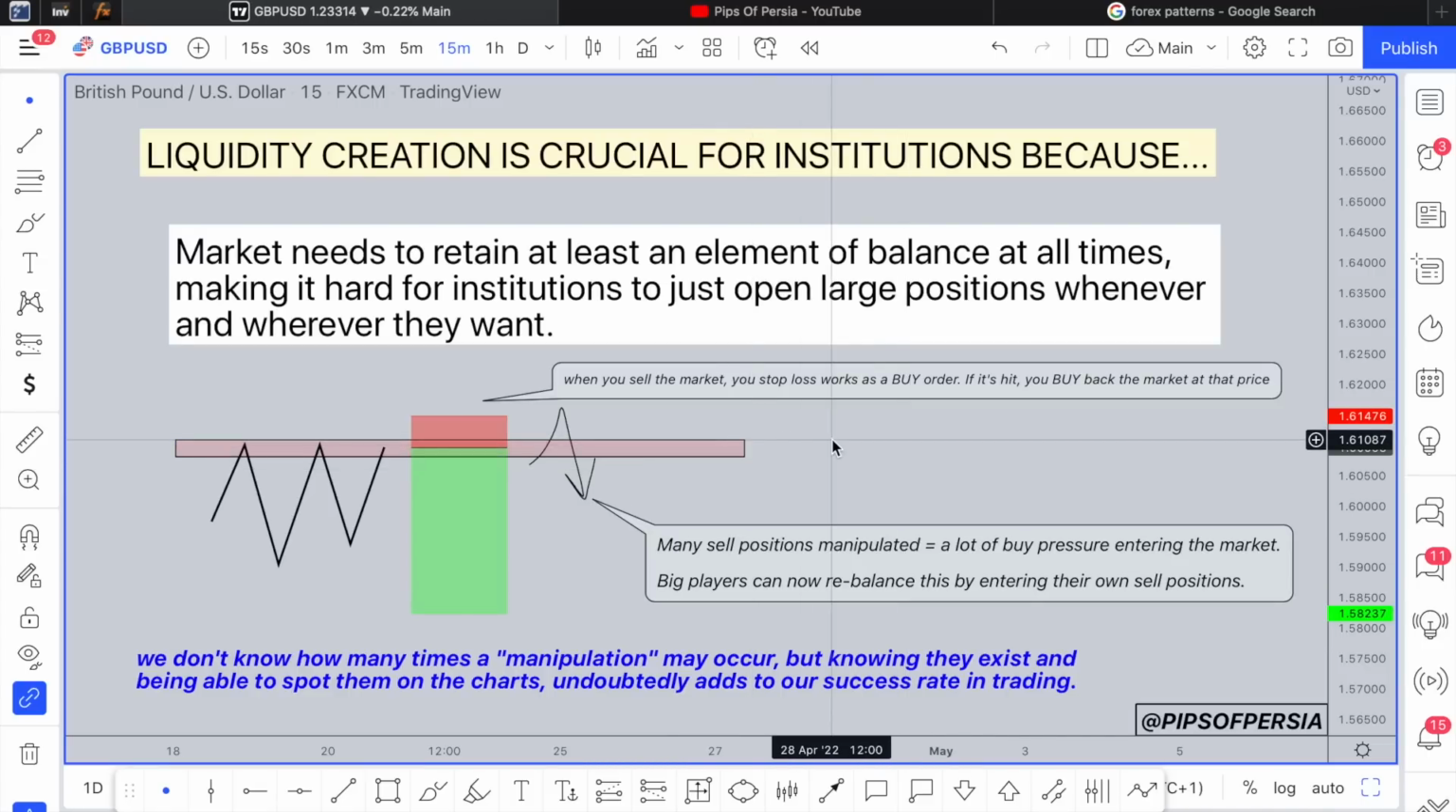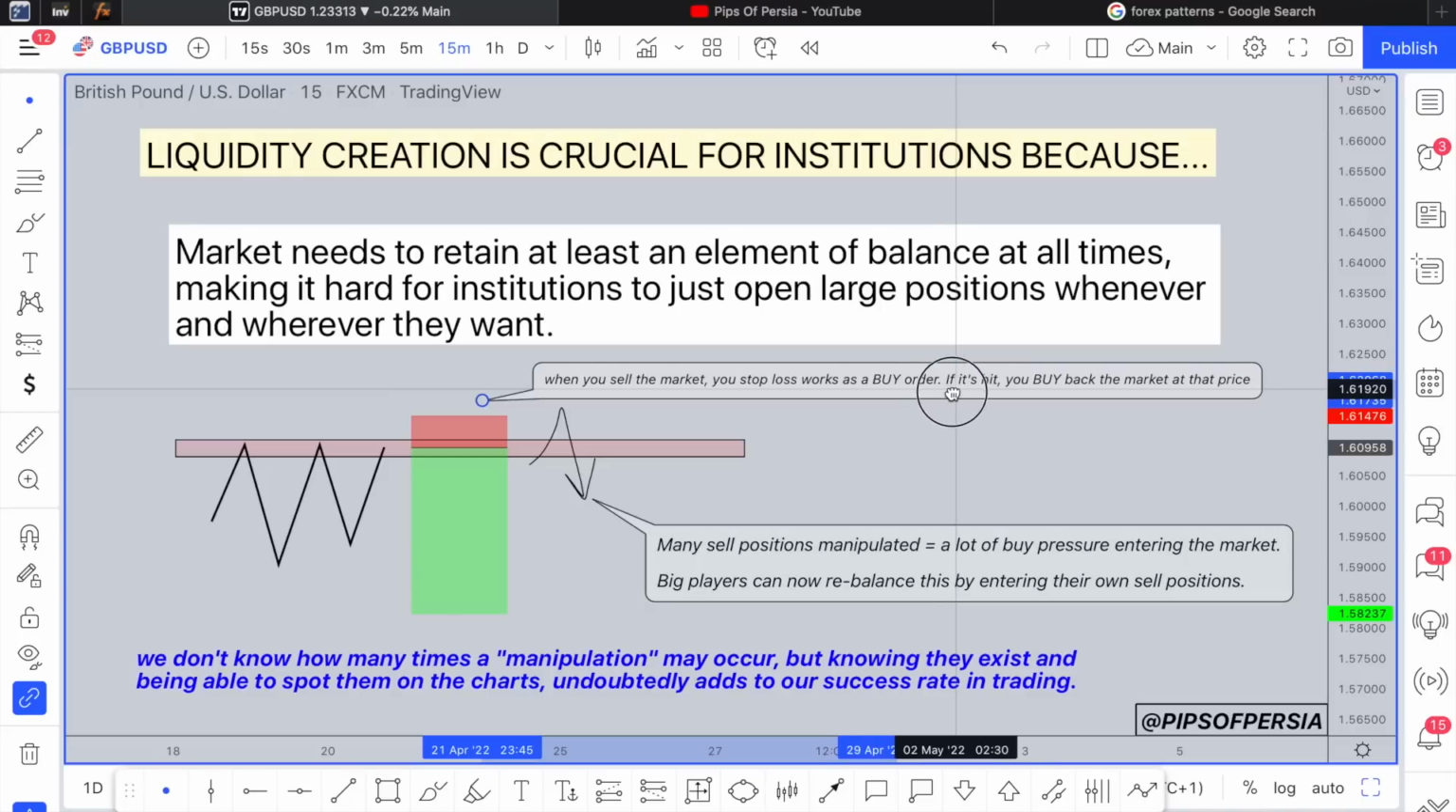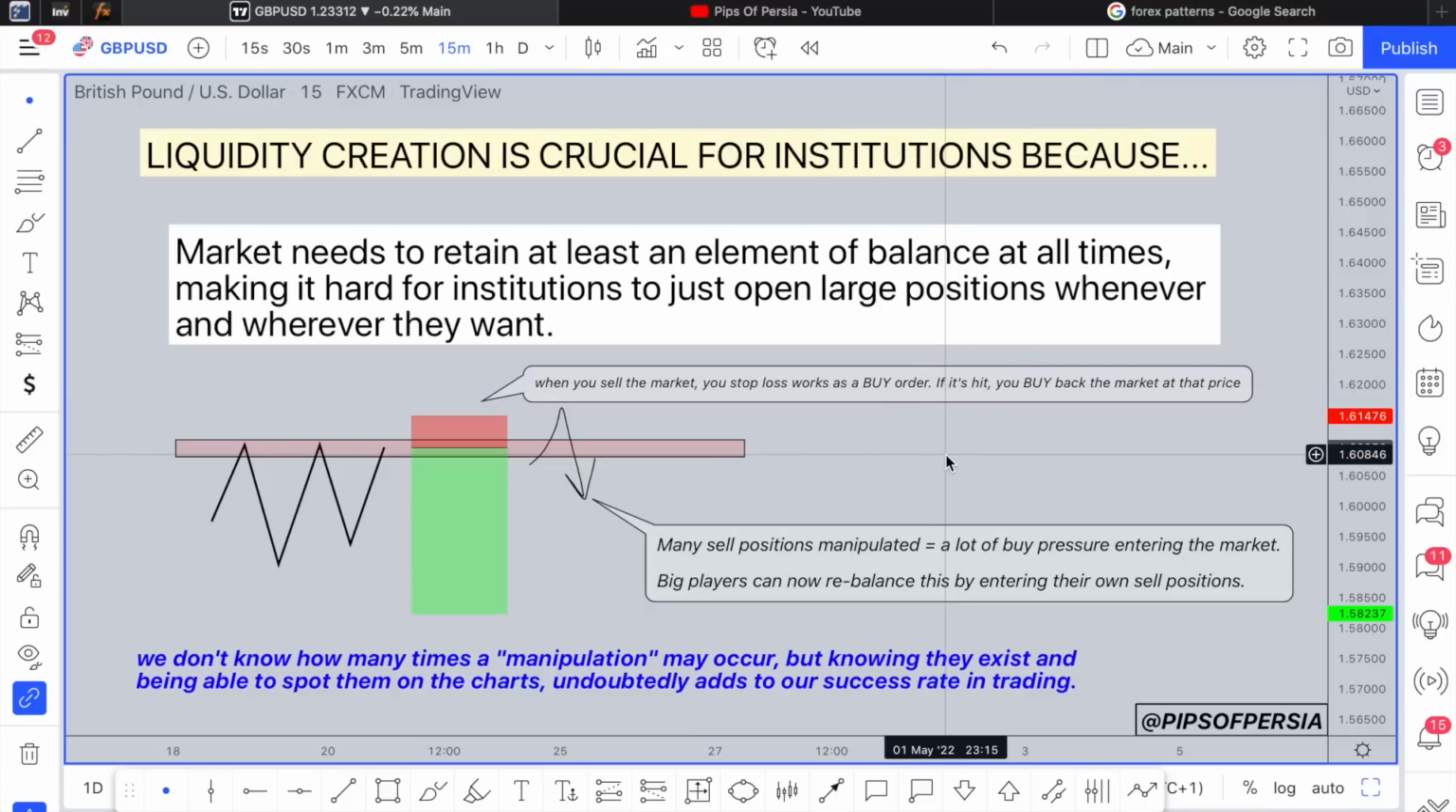But when the retail is being enticed to sell the market, there is a specific level, a specific zone, that they are trading based on, and oftentimes their stop losses are above that level, which means there's a pool of liquidity resting above that retail sell level. As I'm sure a lot of you know, when you sell the market, your stop loss works as a buy order. It means if you sell it at, let's say 1.6, I'm just going to make it easy.